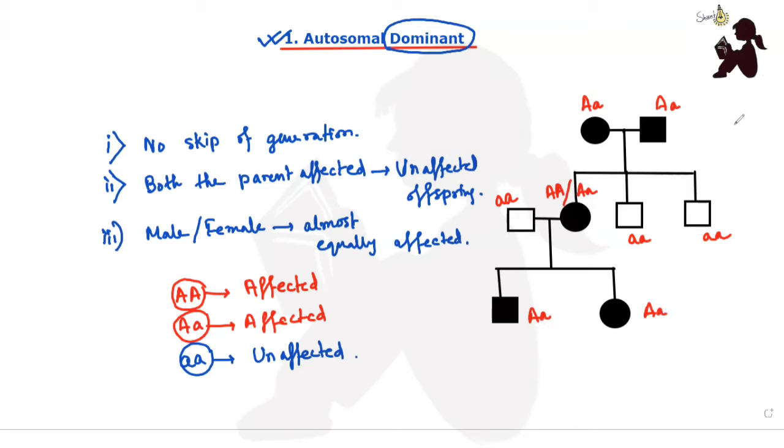So here we can see the disease in every generation. This is generation 1, this is generation 2, and this is generation 3. Disease in every generation. Also, when both parents are affected, unaffected offspring can be present, and there is no male or female preference; males and females are almost equally affected. So this was all about the autosomal dominant trait.